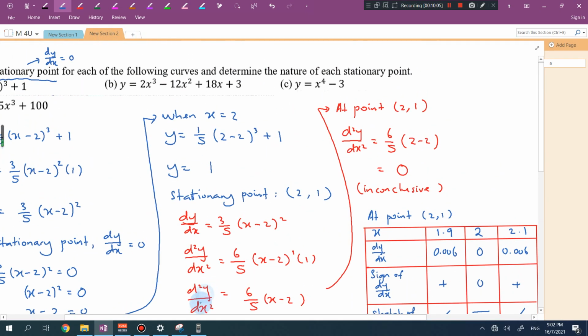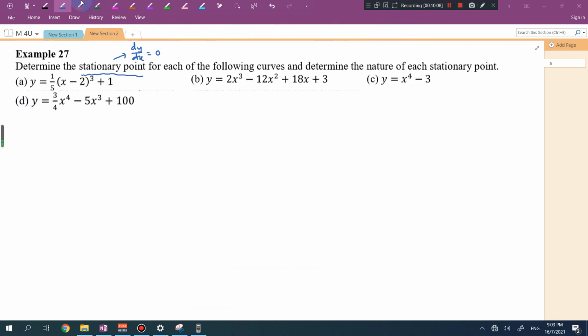Okay, let's try the second part. We have another function here. This is a cubic function. y is equal to 2x raised to the power of 3 minus 12x squared plus 18x plus 3. Okay, we want to find the stationary points. Always remember, when we are asked to find the stationary point, we find dy by dx, because we know that at a stationary point, the value of dy by dx will always be equal to 0.